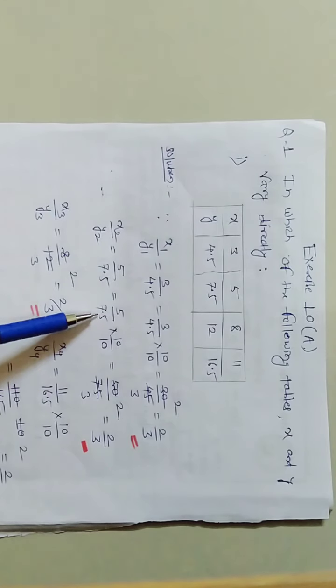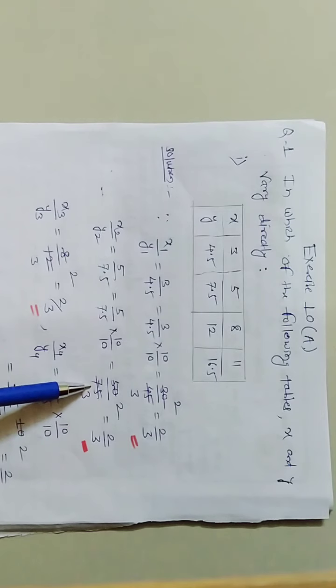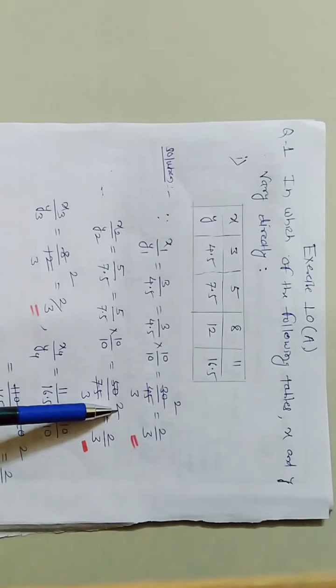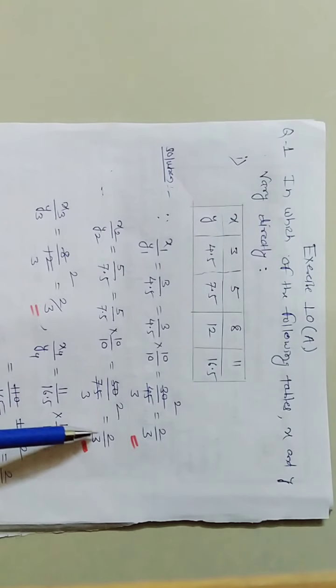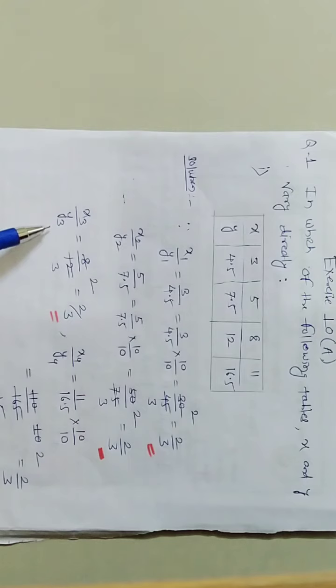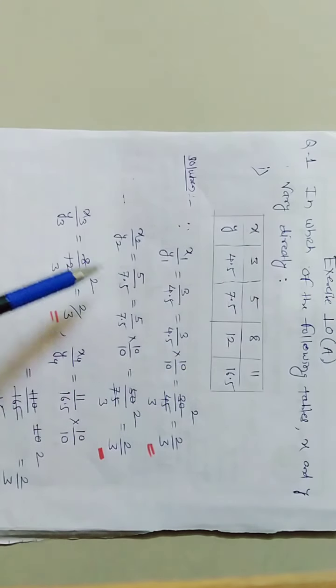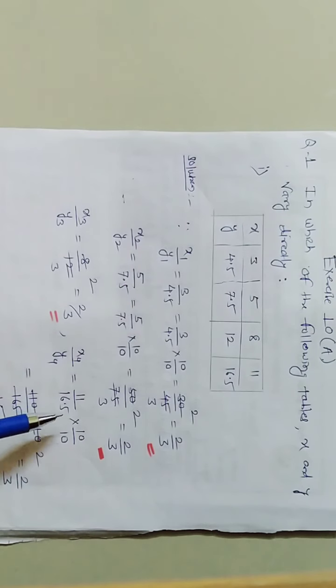So again, 5 divided by 7.5 multiplied by 10 upon 10. So it is 50 divided by 75. 25 2s are 50, 25 3s are 75, which is equal to 2 upon 3. Third, x3 upon y3 is equal to 8 divided by 12. 4 2s are 8, 4 3s are 12. So 2 upon 3.